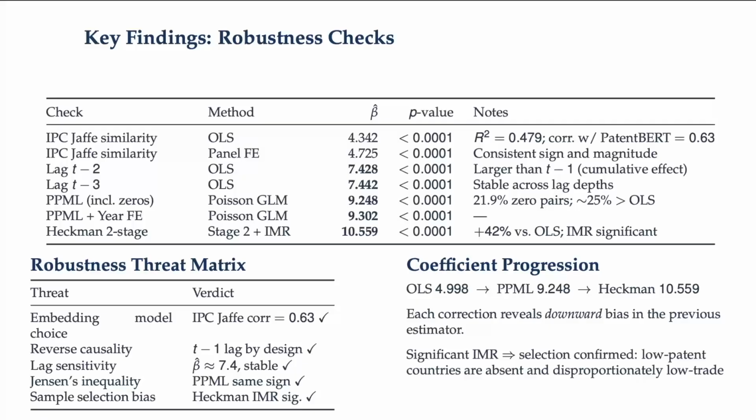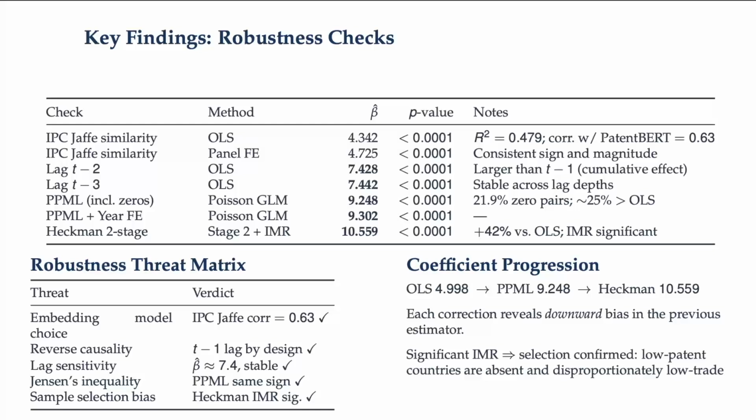Another key finding, robustness check results. For IPC Jaffe similarity, OLS, and panel fixed effect, beta hat can be seen in the third column: 4.34, 4.72, 7.42 correspondingly. And the Heckman two-stage model, the very last of the third column, 10.559. So that shows you plus 42% versus OLS. IML is significant, which means the selection bias is confirmed.